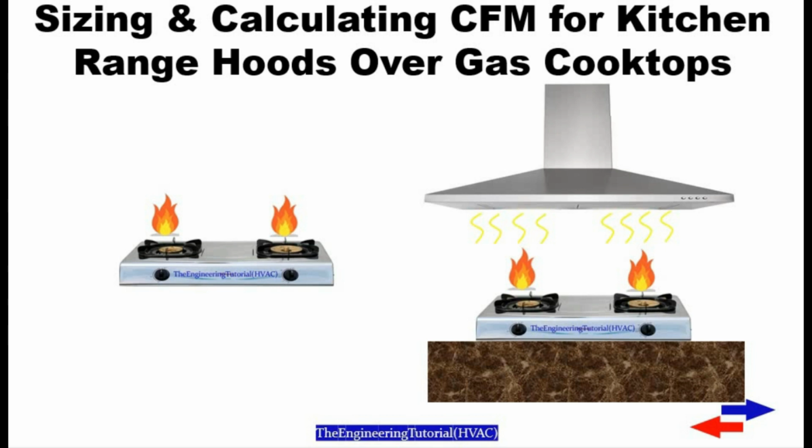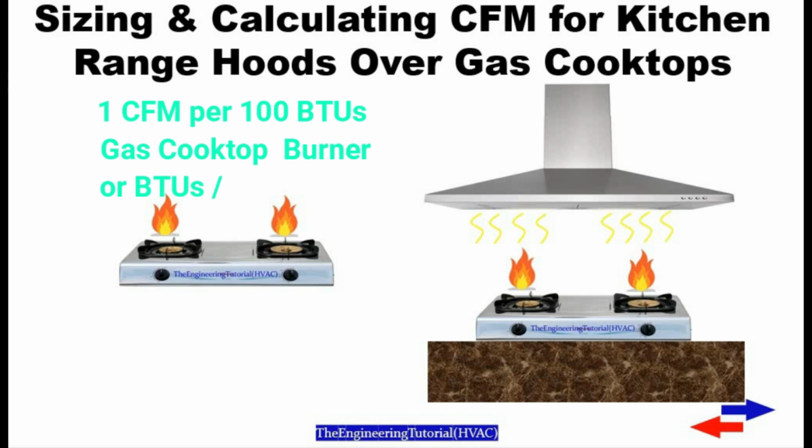The CFM of your cooktop is determined by the total number of BTUs produced by the cooktop. BTUs are the British thermal units that measure the amount of heat energy that each burner, griddle or grill produces at maximum output. The basic formula to determine the CFM for your range hood over a gas cooktop is 1 CFM per 100 BTUs, or divide the total number of BTUs by 100.